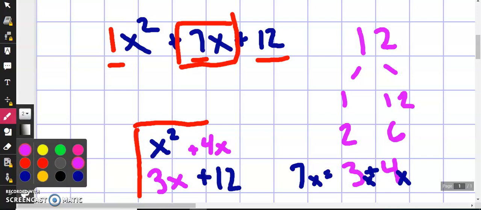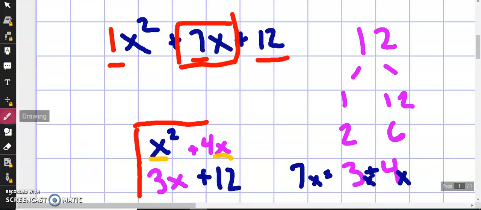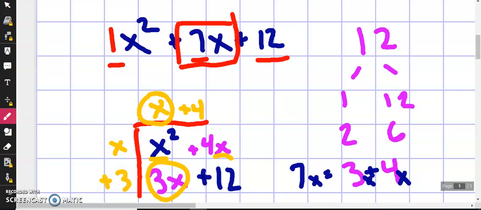So on my top row, both terms have an x. So I'll copy that to the front. I know x times x gives me x squared, so I need an x on top. If I see 4x here and just an x by itself here, then I know I need a plus 4 on the top that's missing. If I see a 3x here and just an x by itself here, then I'm missing the 3, so I need that in the front.